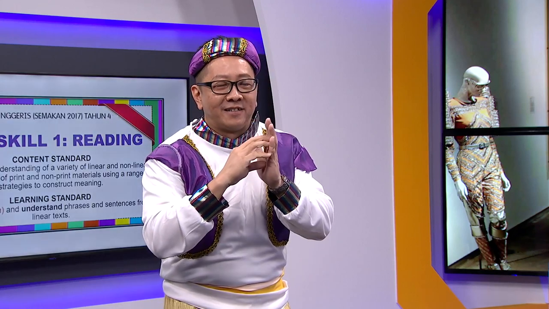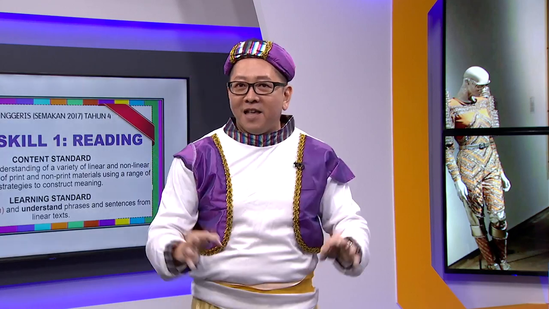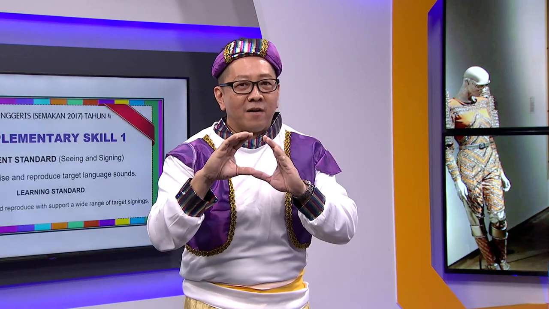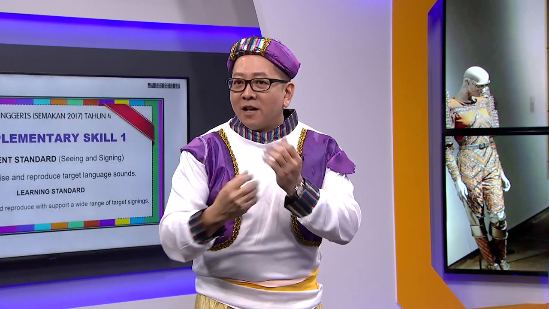First, we are going to explore learning standard 3.2, reading and understanding a passage. Then, second main skill is writing an email. For the audience and Chris, these two main skills support with complementary skills. First, learning the signing of the vocab given. And second, doing the role play to show understanding.